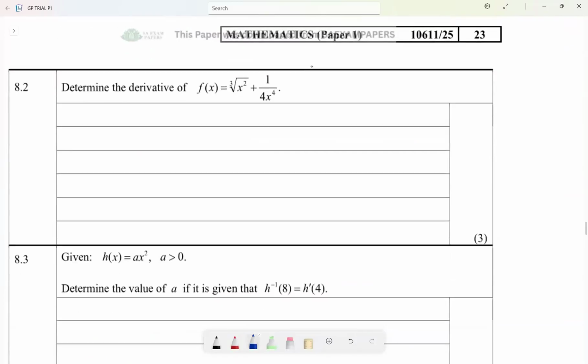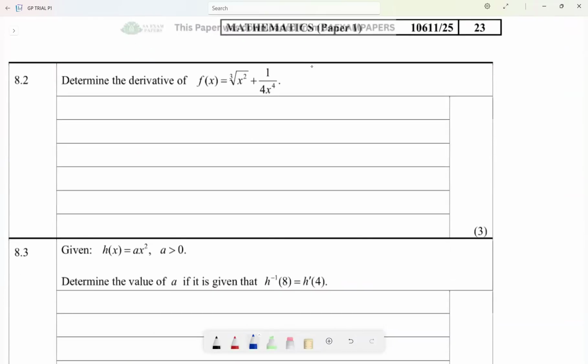Determine the derivative of f of x is equal to cube root of x squared plus 1 over 4. Remember what the derivative rules say. Whatever you are differentiating with respect to, in this case x, should not be at the denominator. If it is at the denominator, you need to take that denominator to the numerator, like this. Or whatever you're differentiating with respect to is inside a radical.